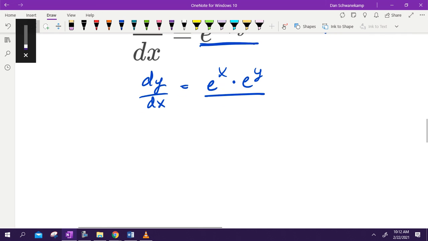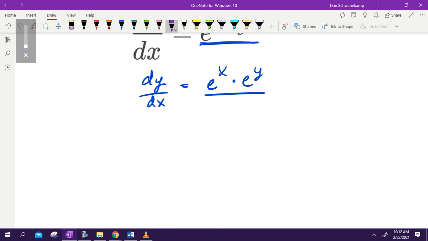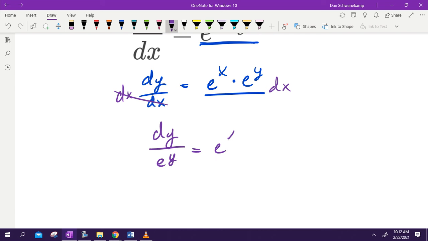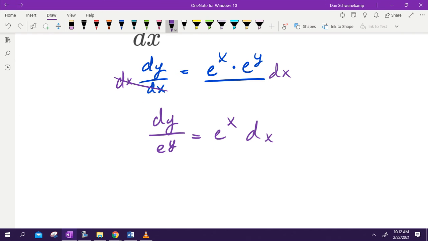When we set this thing up, we are going to divide by e to the y and multiply by dx. And so if I divide by e to the y, you could write it like this, but we don't want to write it like that. I don't like when it's in the denominator. I don't want denominators. How else could I rewrite e to the y if it's in the denominator? e to the negative y.